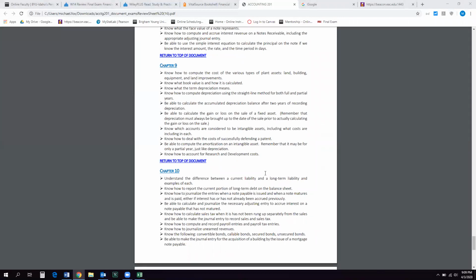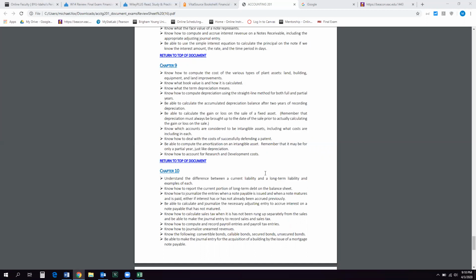All right, know how to compute the cost of various types of plant assets: land, building, equipment, and land improvements. So recognize that when we're buying that asset, any cost of putting it into service is part of the cost of it. So if we buy equipment and we have to have it installed, then that's all part of it. If we buy a big piece of equipment and have to pay to have it moved, that's part of it. If we have to pay insurance on it when it's being shipped, that's all part of the cost.